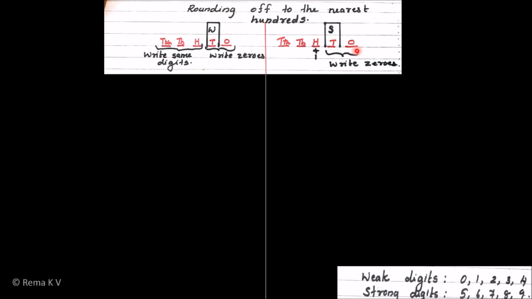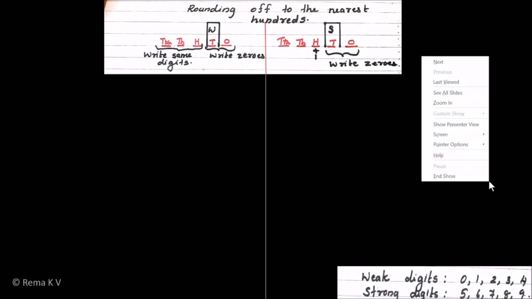Is it clear? Remember, the first thing you have to do is put zeros in the ones place and tens place. Then you have to check the tens place digit. If it is a weak digit, write the same digits here. If it is a strong digit, you have to add 1 to this hundreds place and write the same in these places. Okay, is it clear? Let us do some examples.